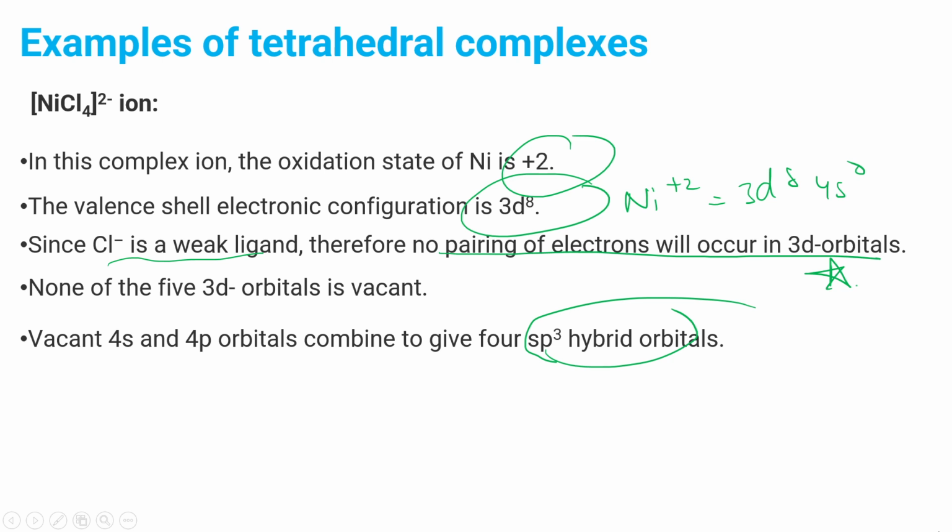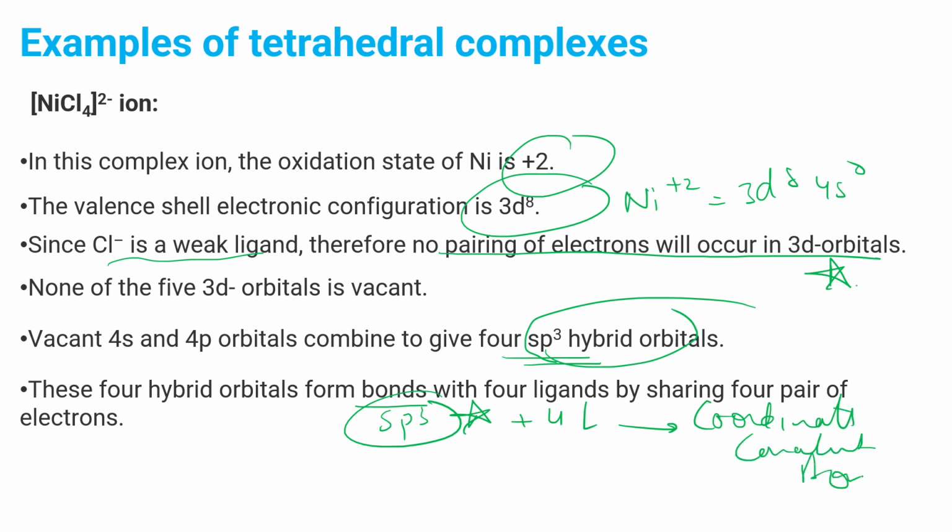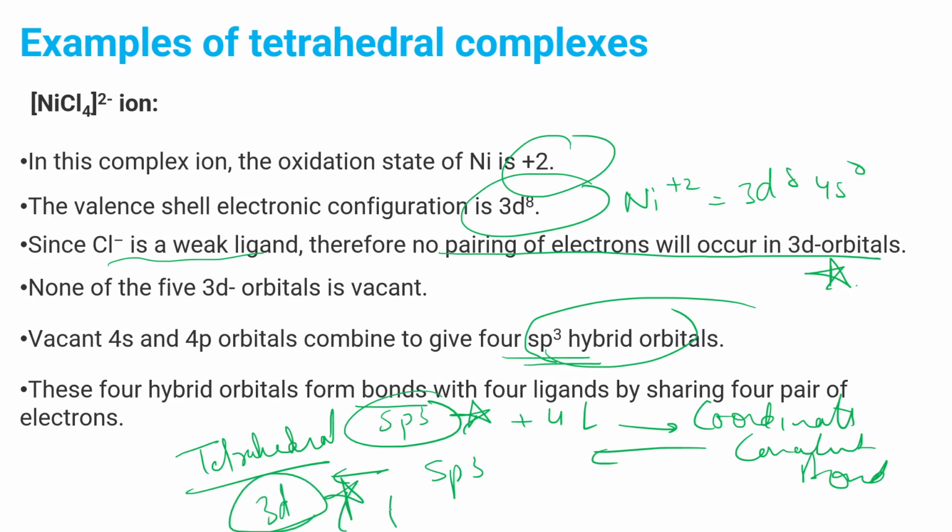So where was I? I was saying that the hybridization will be sp3, and the 4 sp3 hybrid orbitals formed will join with 4 ligands and will form coordinate covalent bonds, and the geometry for that sp3 hybridization will be tetrahedral. Since unpaired electrons will be present in the inner 3d orbital, the complex will be paramagnetic.